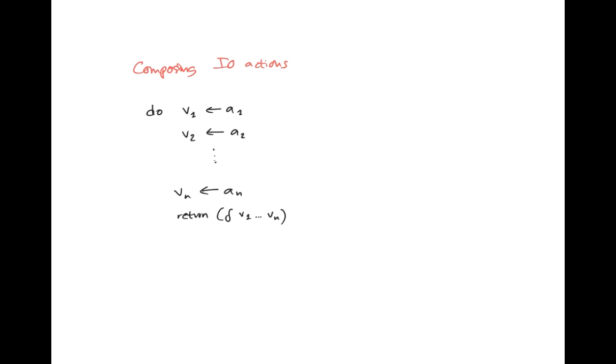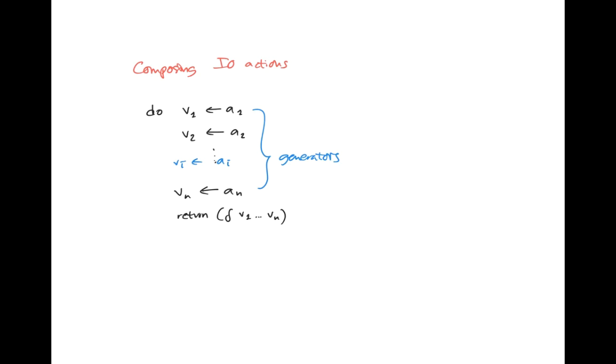All of these expressions are called generators, and you've seen these before. You've seen these in list comprehension. The generator tells us where the variable vi gets its value from, and here the value vi will get its value from the IO action Ai. So that's how you can compose IO actions. The notation makes you think of imperative programming, but it's not imperative programming. Everything here is purely functional.